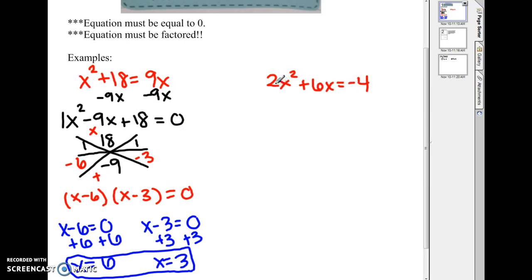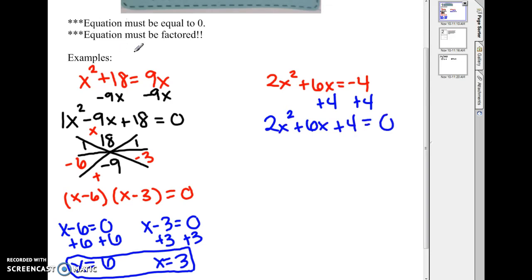Alright, the next one. 2x squared plus 6x equals negative 4. Again, I need it to equal 0. So I'm going to add the 4 over. Okay, make sure it's in the correct order. So it needs to be 2x squared plus 6x plus 4 equals 0. Now I want to factor it.